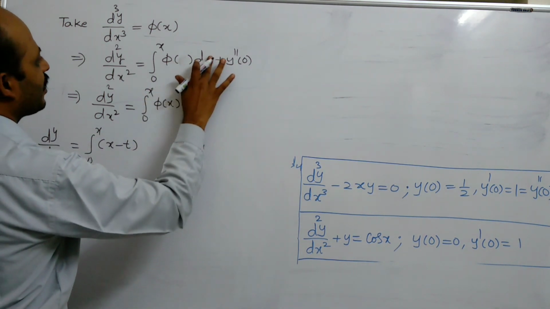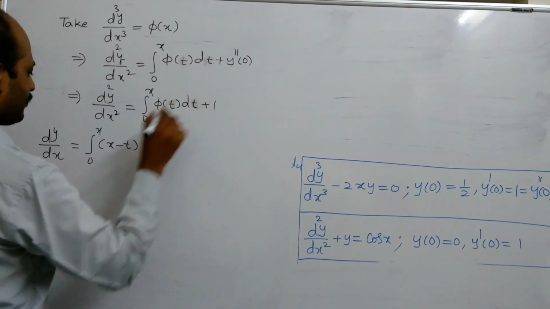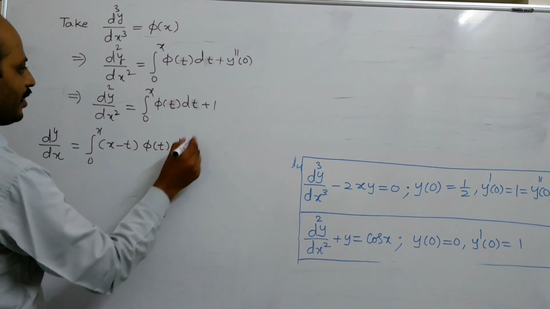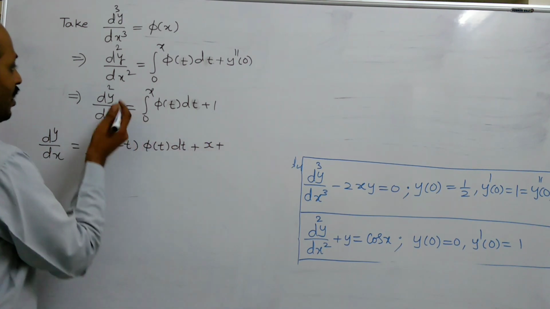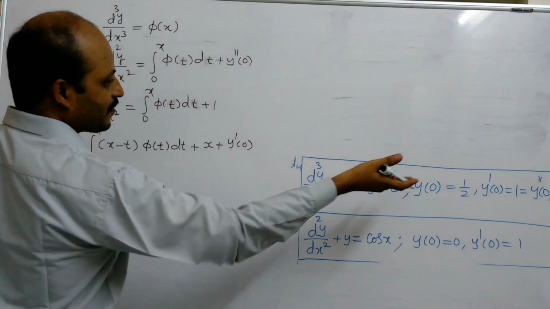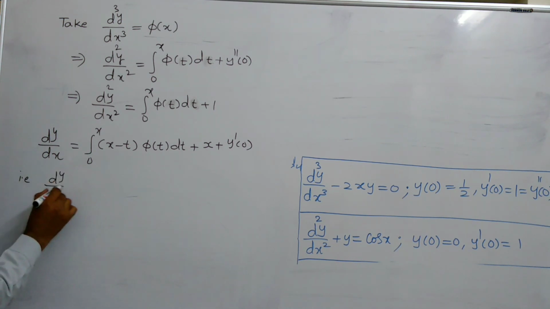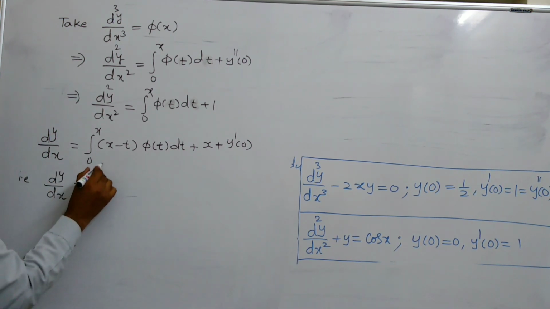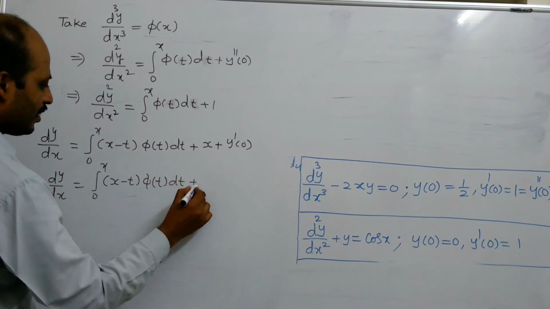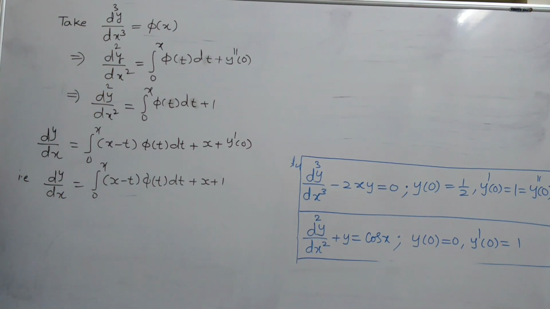You can use another variable, phi of t dt, because upper limit is x. Use another variable t. x minus t phi of t dt, integral 0 to x. Second derivative reduced to first derivative. You can use y dash of 0. Yes, y dash of 0 is also equivalent to 1. That is dy by dx is equal to integral 0 to x minus t phi of t dt plus x plus 1.